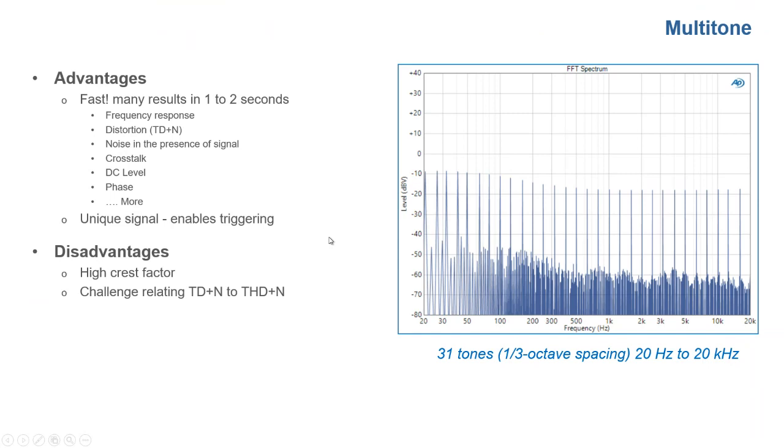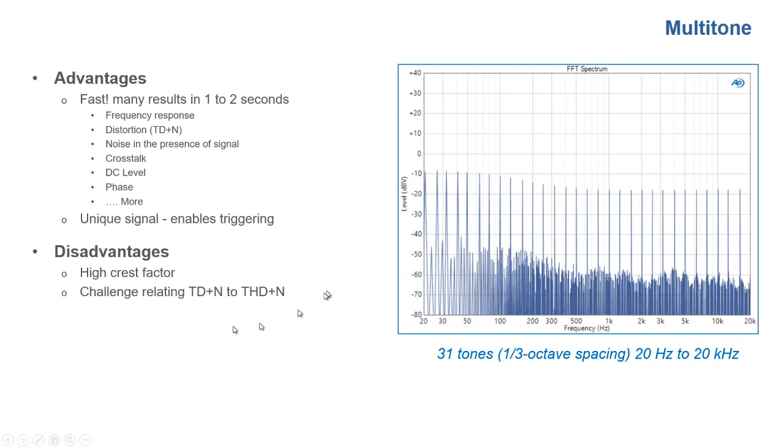Some of the disadvantages. So this signal has what's called a higher crest factor than a traditional sine wave, which people like to use for testing. So a sine wave has a crest factor of 3 decibels. And multitone like this can have a crest factor of perhaps 10 dB, sometimes even higher, 15, 20 dB. It really depends on the density of the tones. So the disadvantage of that is the level at any one frequency is quite a bit less than the overall signal level.